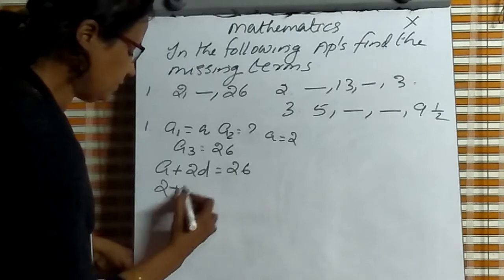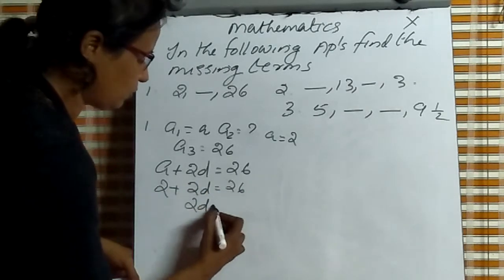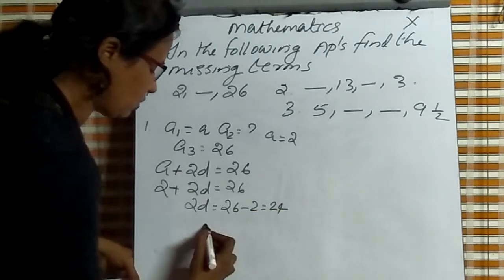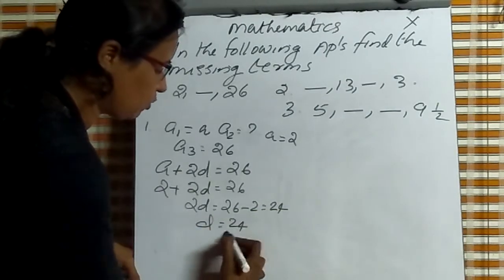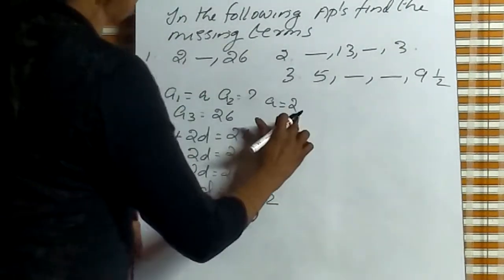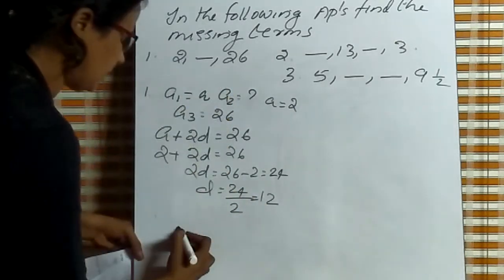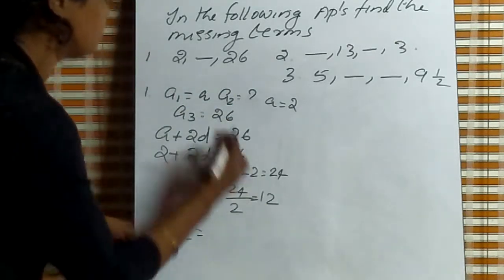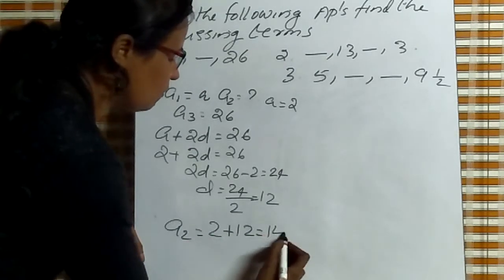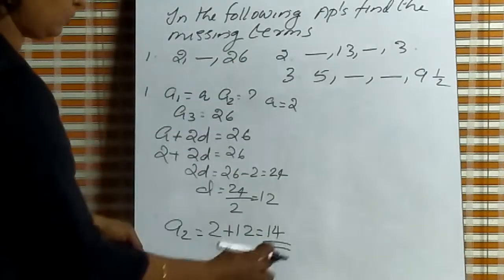So 2 plus 2D is equal to 26. 2D is equal to 26 minus 2, which is 24. D is equal to 24 by 2, which is 12. So the first term A is equal to 2 and the common difference D is 12. What is the second term? A2 is equal to the first term 2 plus 12, which is 14. Then again 14 plus 12 is 26.